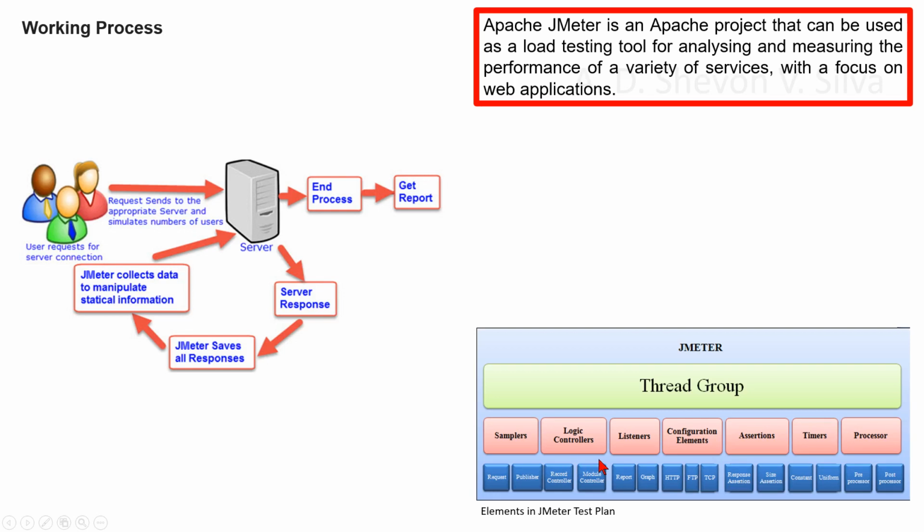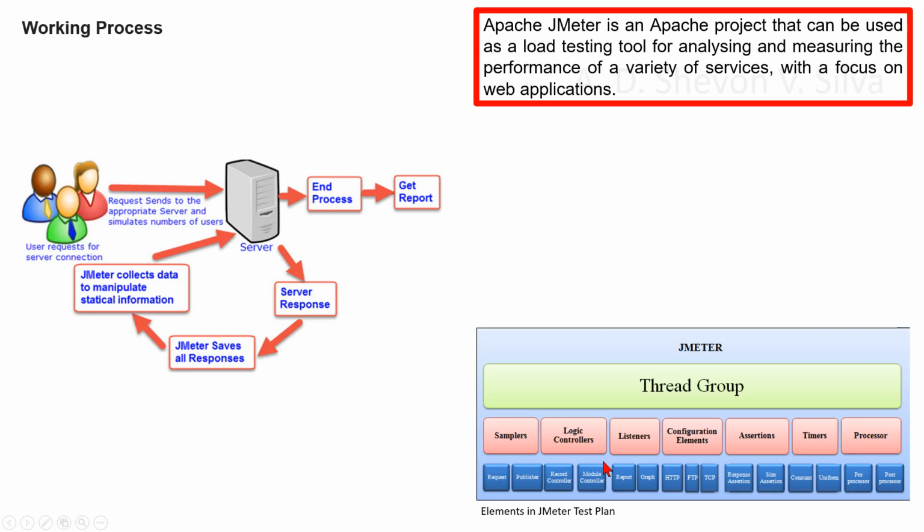Logic controllers decide the order of processing of samplers in a thread. Logic controllers can change the order of requests coming from their child elements. They can modify the requests themselves, cause JMeter to repeat requests, etc. JMeter provides the following logic controllers: runtime controller, if controller, transaction controller, recording controller, while controller, switch controller, for each controller, module controller, include controller, loop controller, once only controller, interleave controller, random order controller, and throughput controller.